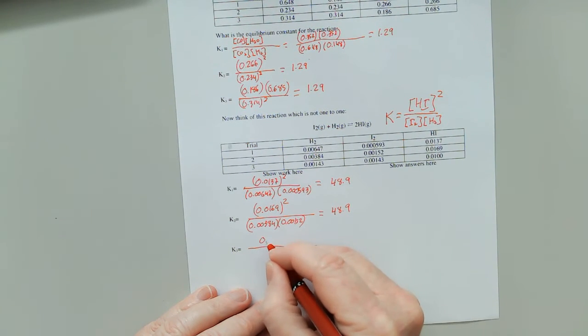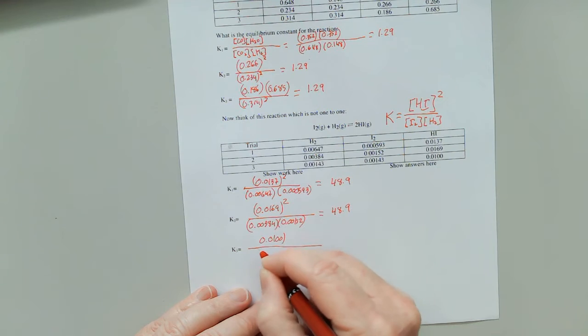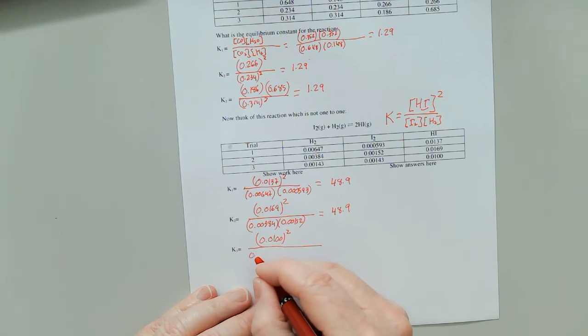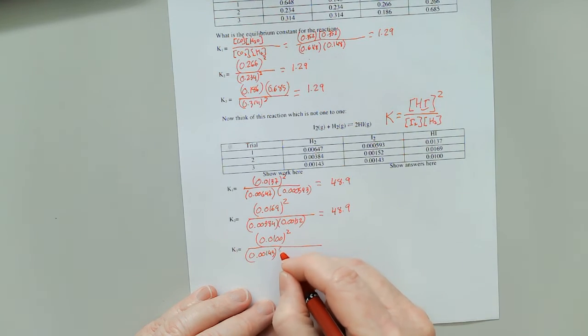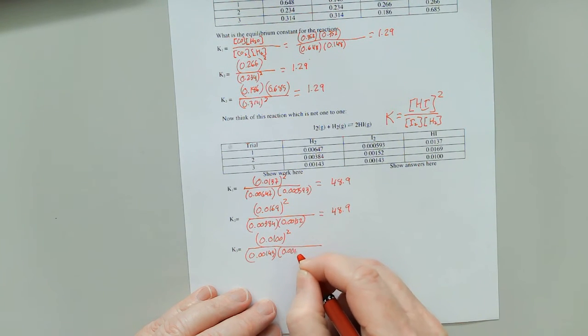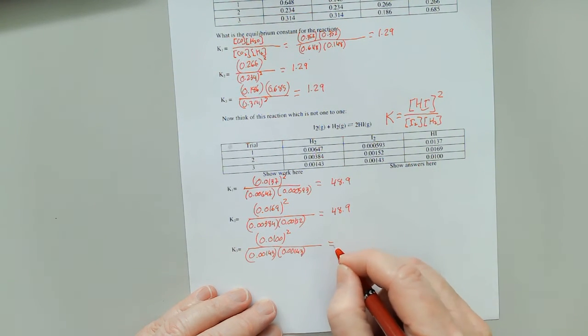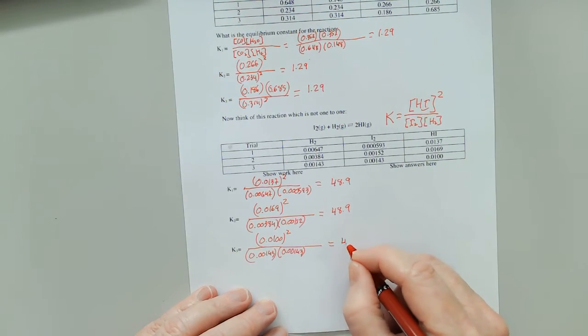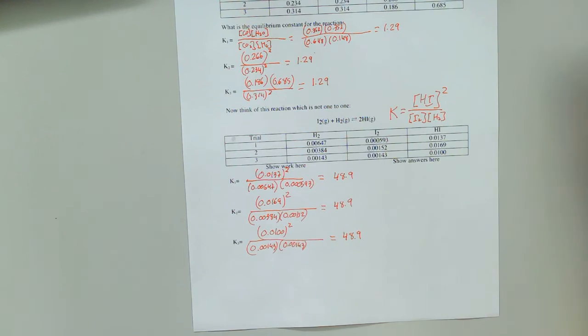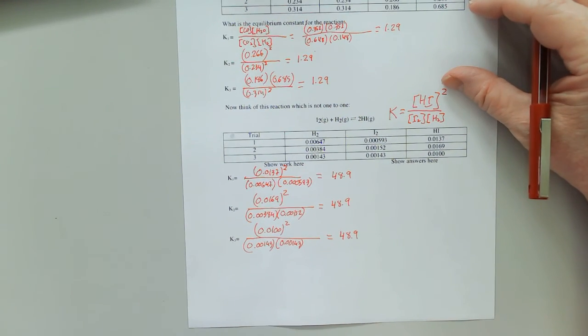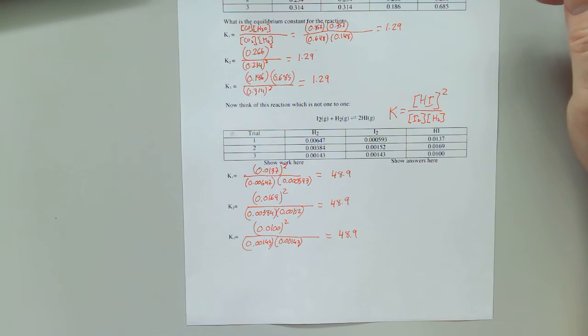And then for this last one, 0.0100 quantity squared, for 0.00143 times 0.00143. And it comes out once again to be 48.9 because it is an equilibrium constant. All right, that's page 7.